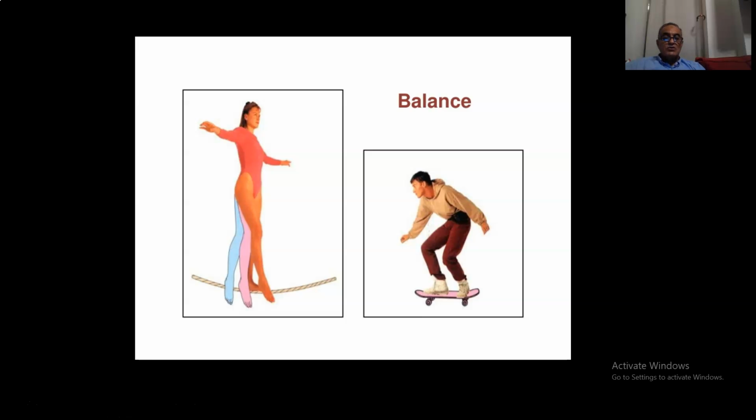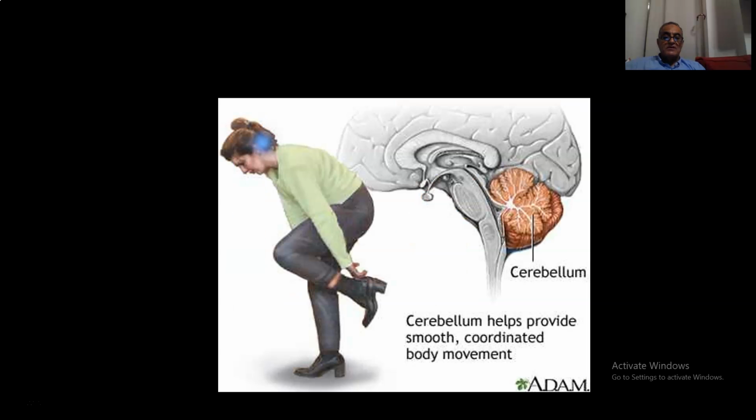And from that, you should know that the main concern of the cerebellum is the balance. We are using the balance in every step in our life, and the cerebellum helps provide smooth, coordinated body movement. So the cerebellum, again, is concerned with three main functions: with the balance and equilibrium, with the muscle tone, and refining movement. Thank you.